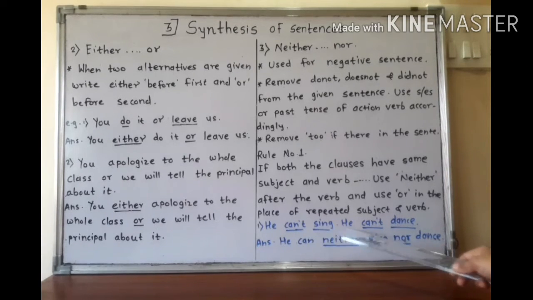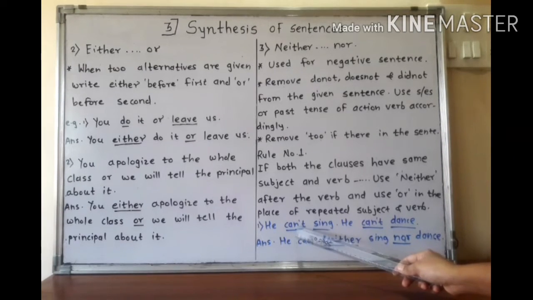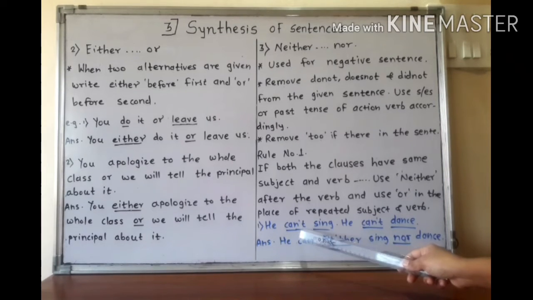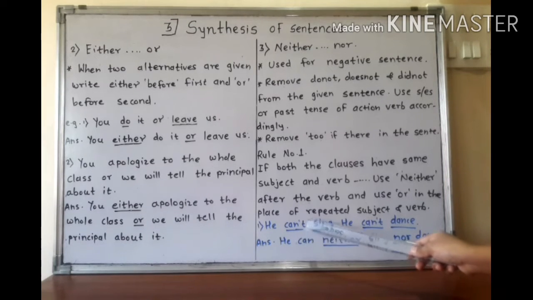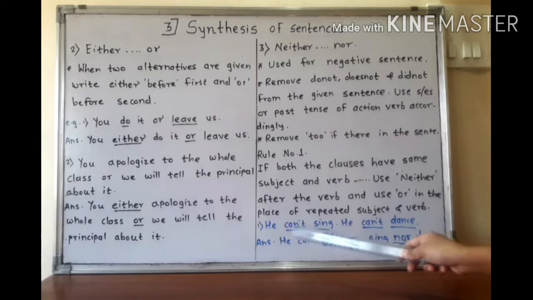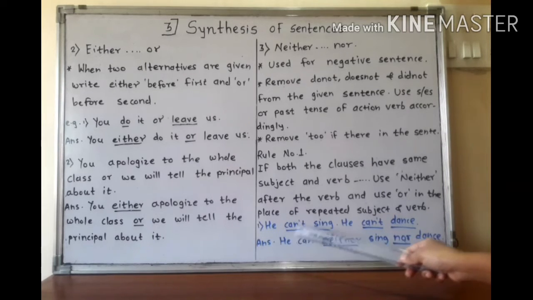He can't sing, he can't dance. He can't and he can't is the same part. Sing and dance is a different part. After this verb, we have to use neither. He can't. So, the negative word we have to remove. So, how will the answer be? He can neither sing nor dance.